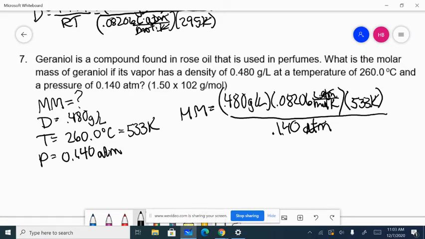Cancel, cancel, cancel, and we get units of grams per mole, which is acceptable.